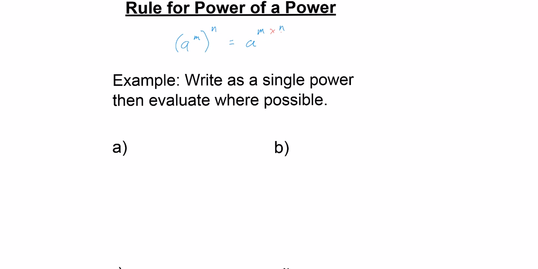Here we go. So 3 to the 2 raised to the 4 equals 3 to the 2 times 4. And we know that 2 times 4 is 8, so we have 3 to the 8. When we use our calculators to do the final answer, we get 3 to the 8 is 6561.